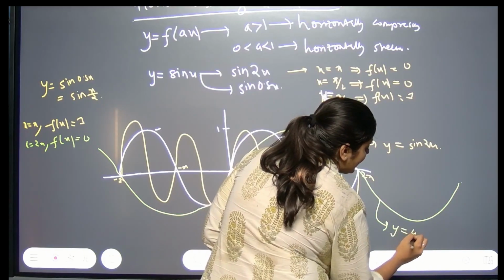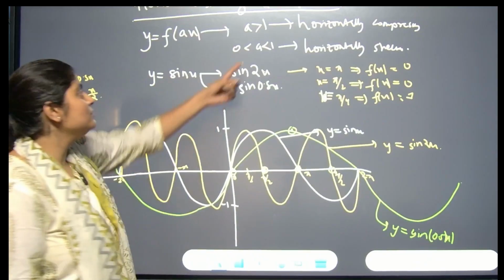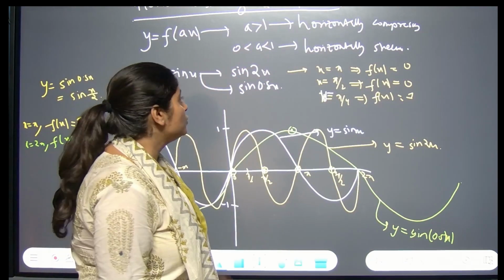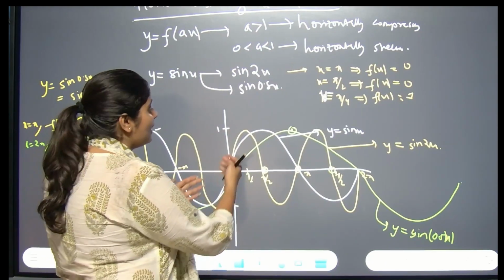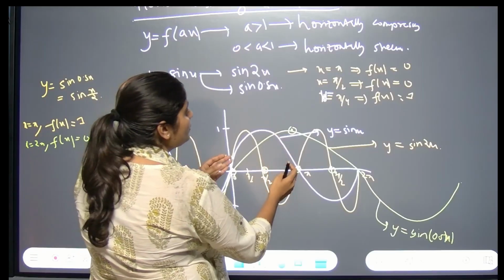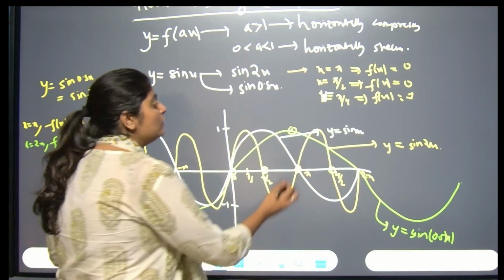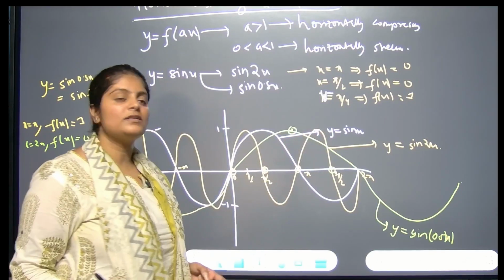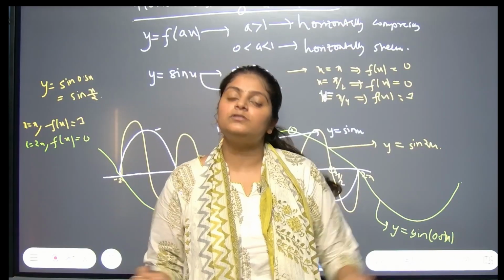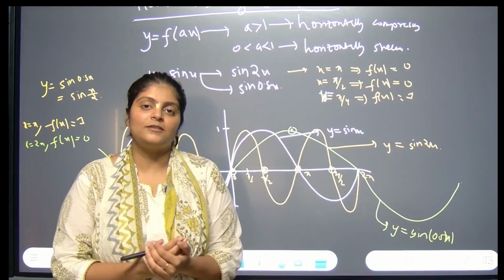y equals sin 0.5x. Right? As you can see, a is 0.5. a lies between 0 and 1. So what happened to the graph? The graph horizontally stretched itself. This is the original graph. The white color line is y equals sin x, the yellow color line is y equals sin 2x, and the green color line is y equals sin 0.5x. So this was all about graph transformations.